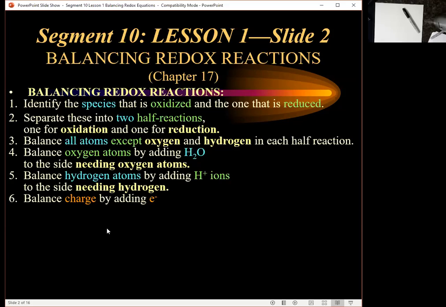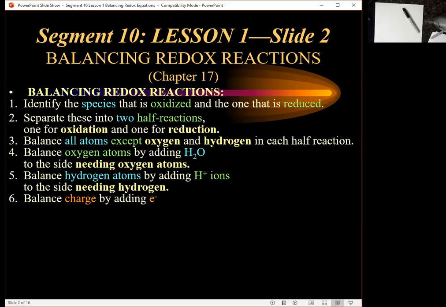Now we balance charge, and we do it for each half reaction. You add electrons to the side that needs negative charge. So if your net charge during the reaction is -2 on the right, then you need 2 electrons on the left. If it's -4 on the right, you need 4 electrons on the left. So you just balance charge by adding electrons to the side that needs the negative charge.